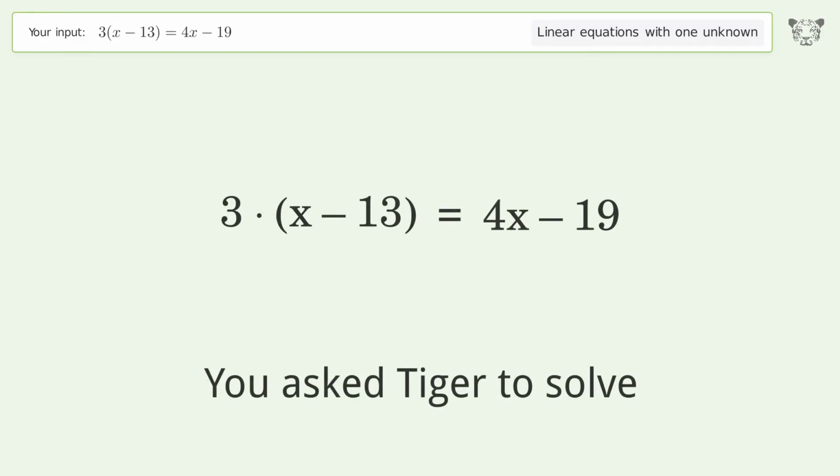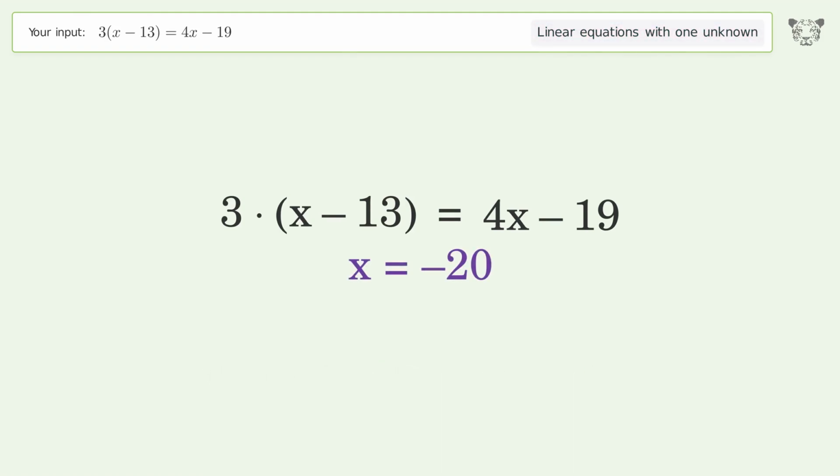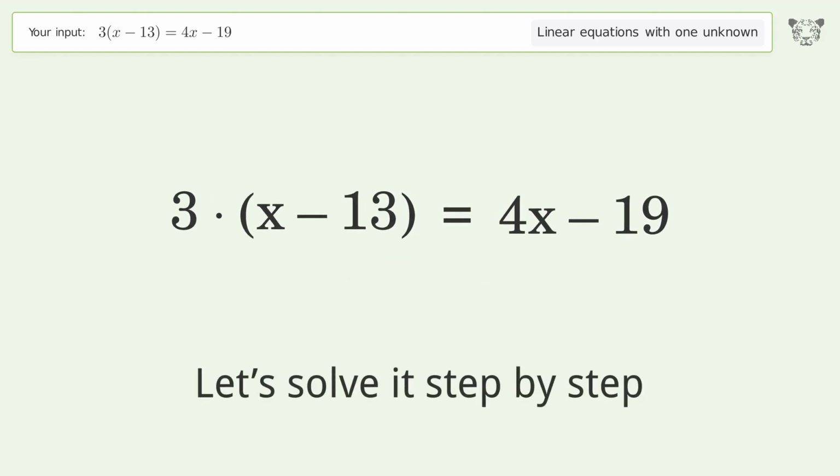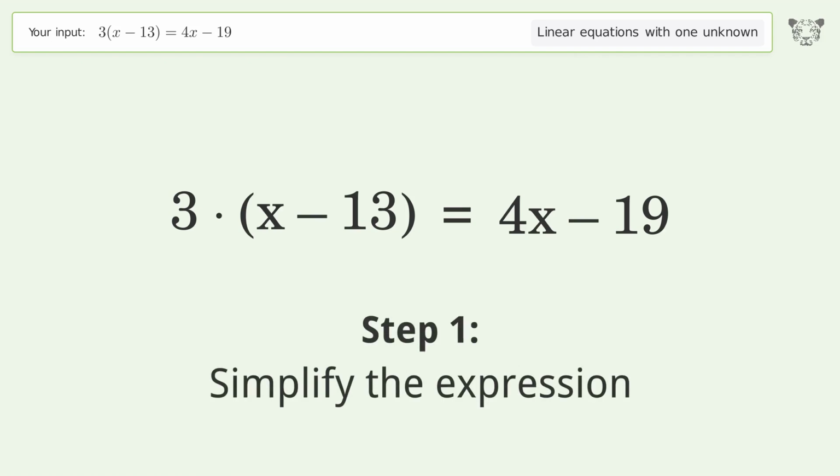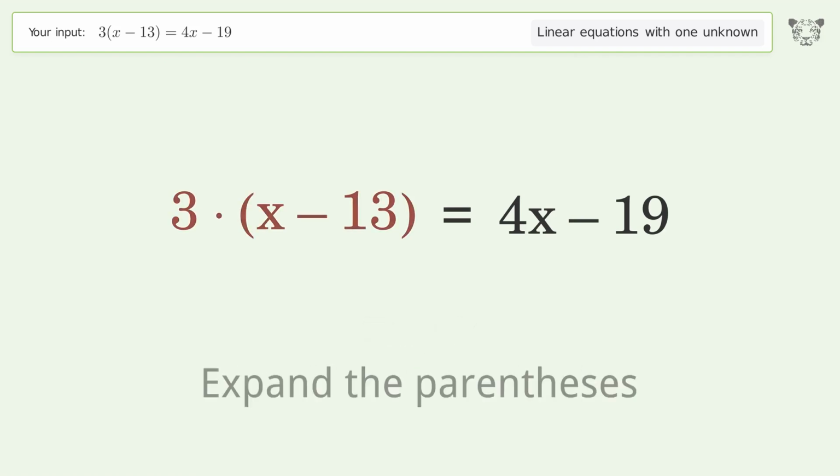You ask Tiger to solve. This deals with linear equations with one unknown. The final result is x equals -20. Let's solve it step by step. Simplify the expression. Expand the parentheses.